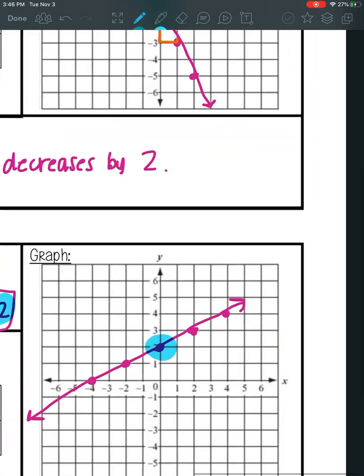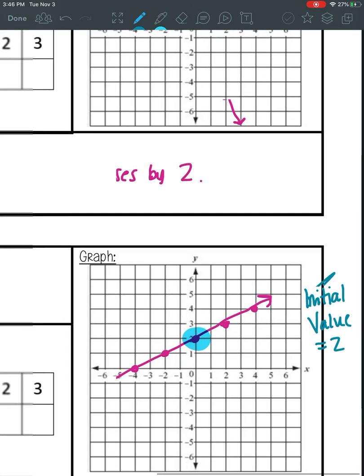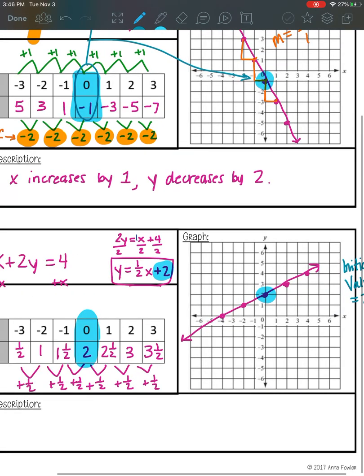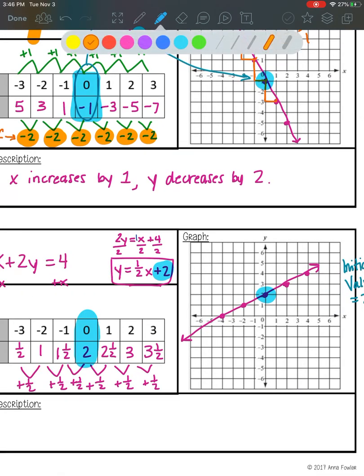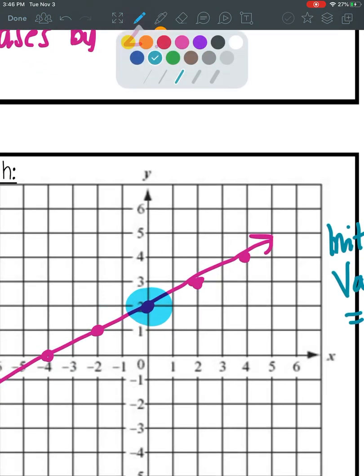So the initial value in this example is 2. So I'm going to write off to the side here, initial value equals 2. Now let's take a look at the rate of change. So I'm going to keep it again consistent with my orange. So rate of change is the same thing as slope, 1/2. And notice plus 1/2, so on, all of those. So rate of change is 1/2.